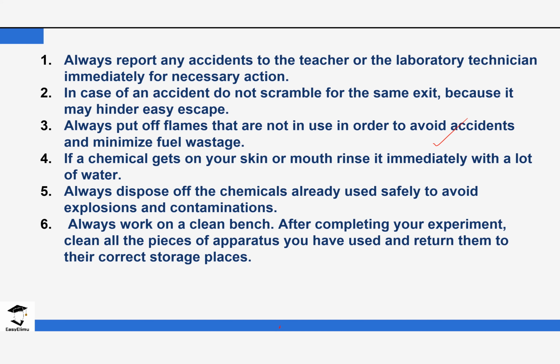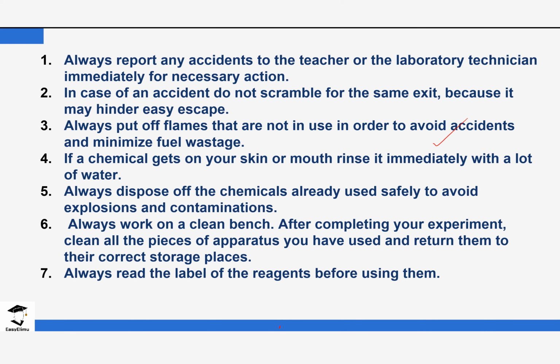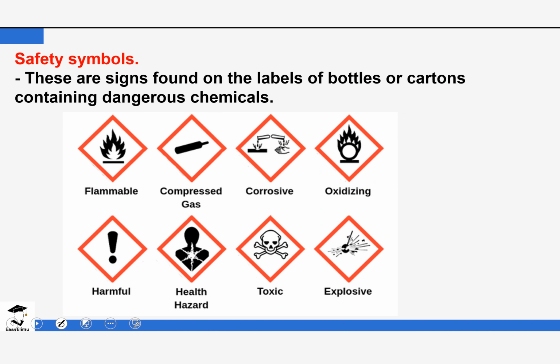When you get to the lab, you remove everything on the benches, your books. You remove anything that might hinder you from doing the experiment. And then always read labels on reagents before using them. Some of the reagents are very sensitive. They might require you not to use them in air. Some of them are very explosive. It's important for you to be able to read these labels before you use them.